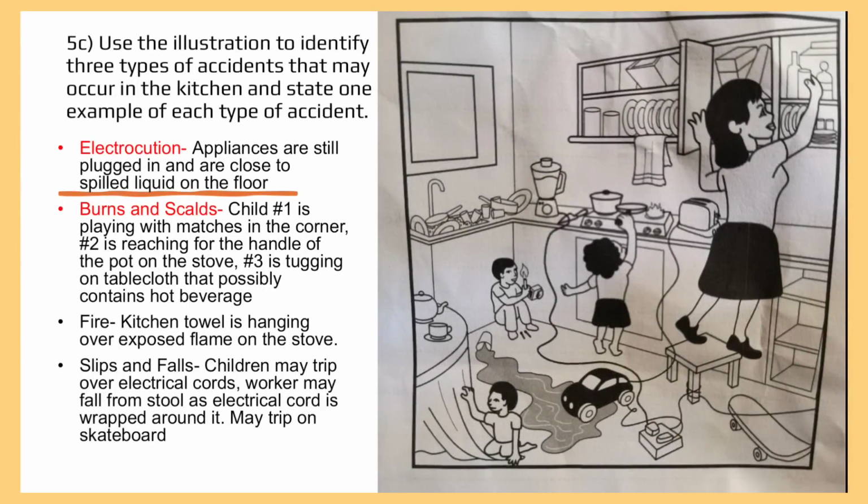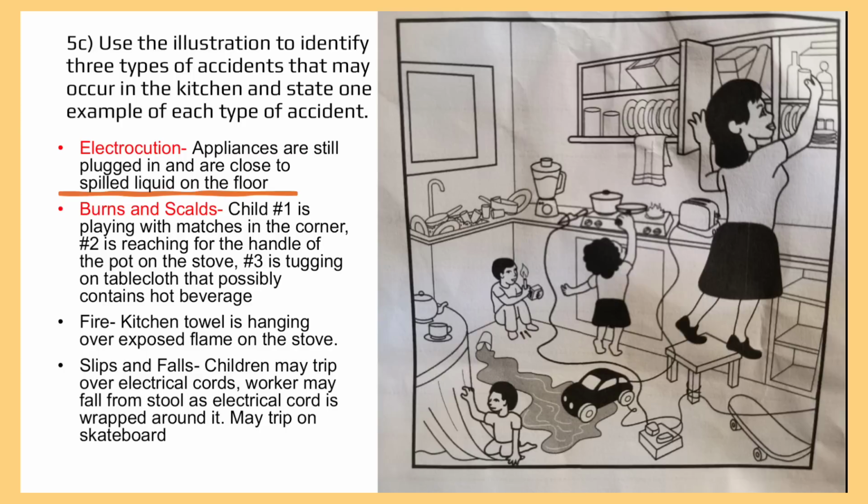So it says, use the illustration to identify 3 types of accidents that may occur in the kitchen and state 1 example of each type of accident. Now, just by looking at the picture, you can identify so many faults or so many things that can go wrong in this one image. Now, the types of accidents that I would have identified here are electrocution, burns and scalds, fire, and slips and falls. All right, so remember we have to provide an example for each accident that we would have identified.